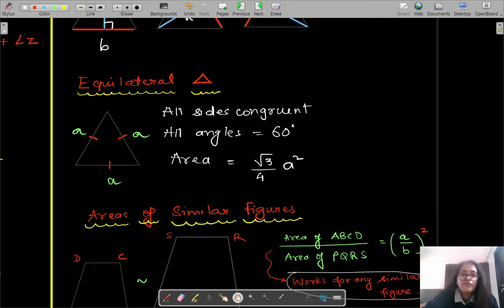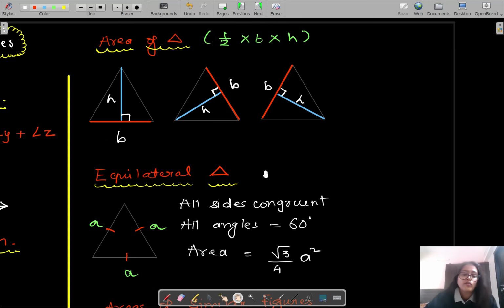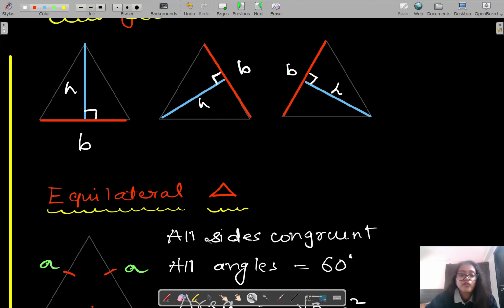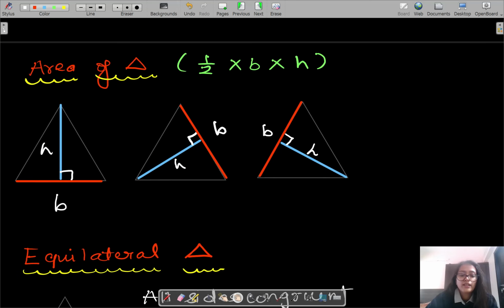Then we have area of triangle. In area of triangle, everybody knows the formula. It is given by half times base times height. But students think that the base always has to be this line, the bottommost line. But that's not true. Base can be any line.